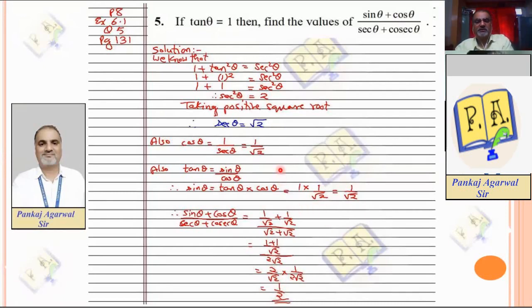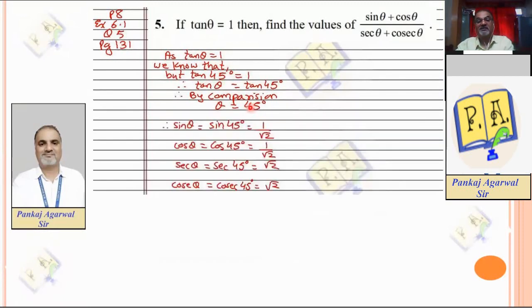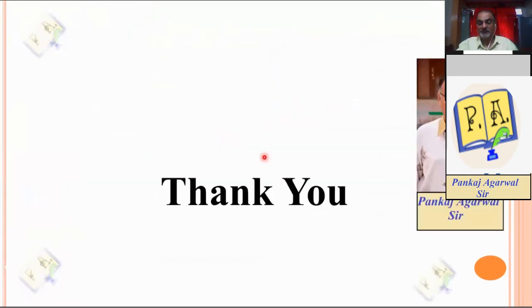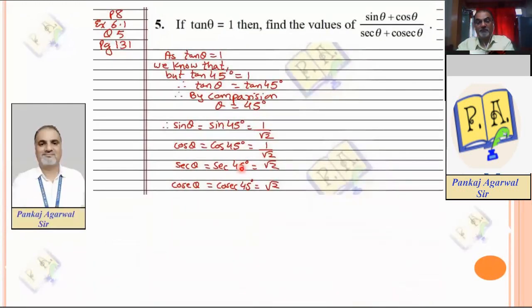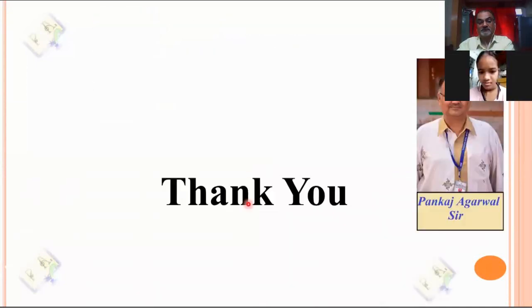Oh, friends, you must be thinking this is a very difficult answer. Here is the shortcut for you. We know that tan theta is 1. But according to the table, what is tan 45 degree? Also 1. So by comparison, what is theta? 45 degree. So what is sine 45 degree? 1 upon root 2. Cos 45 degree? 1 upon root 2. Sec 45 degree? Root 2. Cosec 45 degree? Root 2. So substitute the values, you will get the answer.